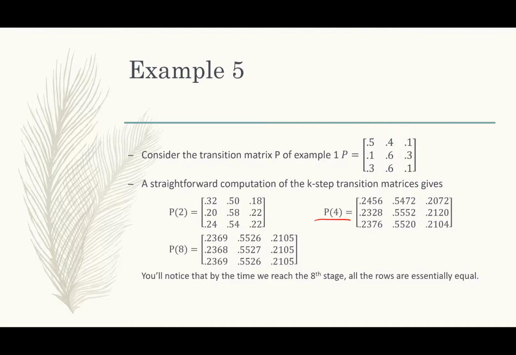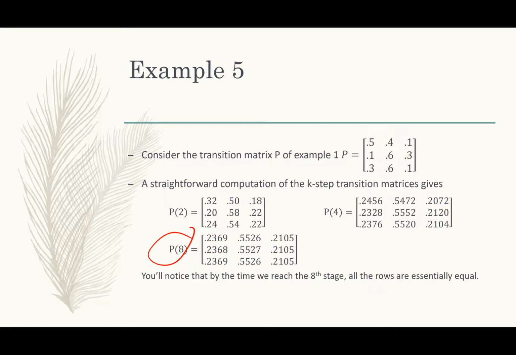If you take it to the fourth power, after 4 transitions, notice the 0.2456, the 0.2328, the 0.2376. These numbers are very close together. So are the values in the second column. Those are also really close together. And then the third column, these are also really close together. And if you take it, let's say, to the 8th power, right, 8 transitions, you'll notice that these values are almost exactly the same all the way through.